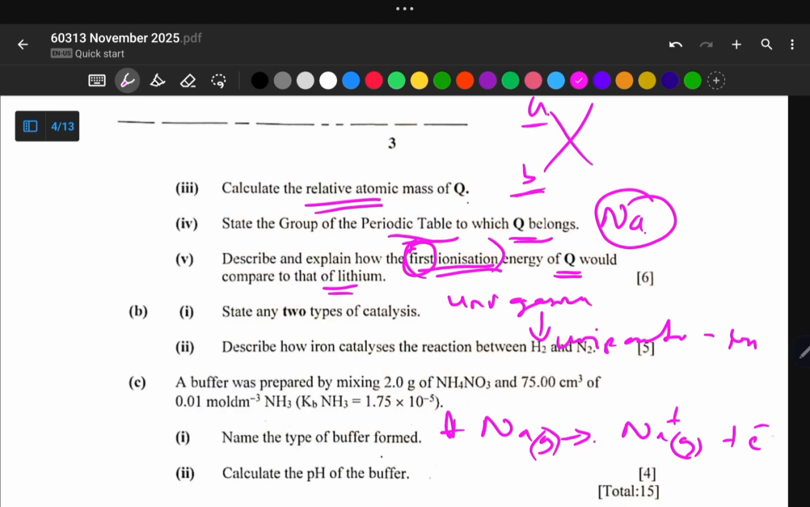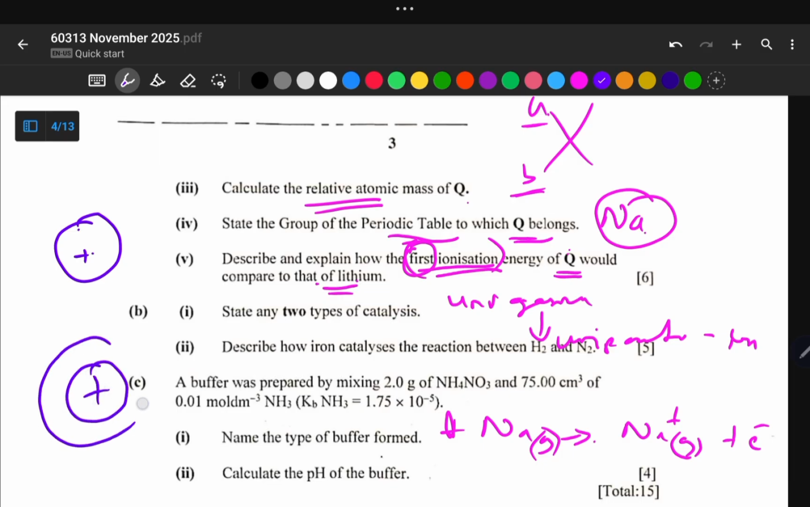So we are required to compare the first ionization energy of sodium to that of lithium, right? We are going to illustrate this using the diagram. This one is our lithium, which is smaller, and we have the positive charge in the nucleus, the nuclear charge, right? And here for sodium, we are going to have this inner shell, and then this outer shell, right?